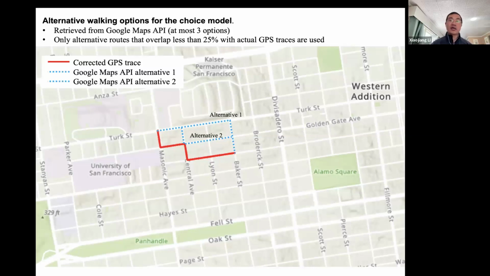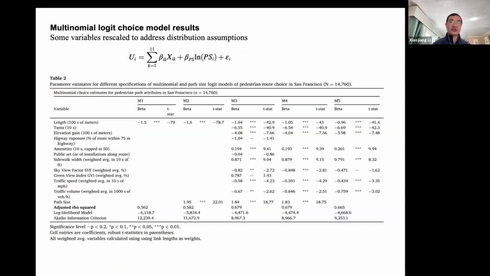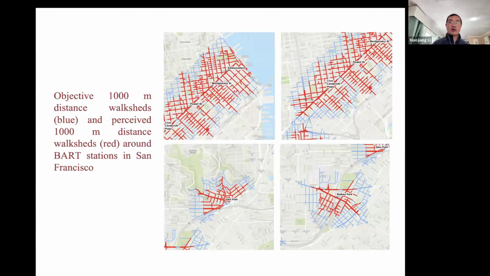We can use that to make predictions and train our model. So we use a multinomial logit choice model to do that. Based on that, we can further recalculate the catchment of different stations. Like in this case, we can calculate the perceived walkshed of the BART stations in San Francisco.